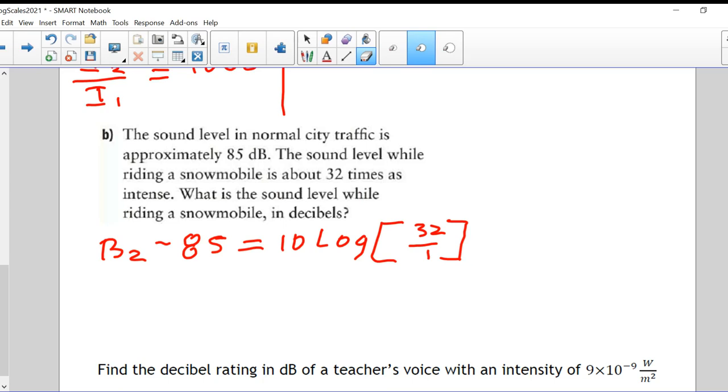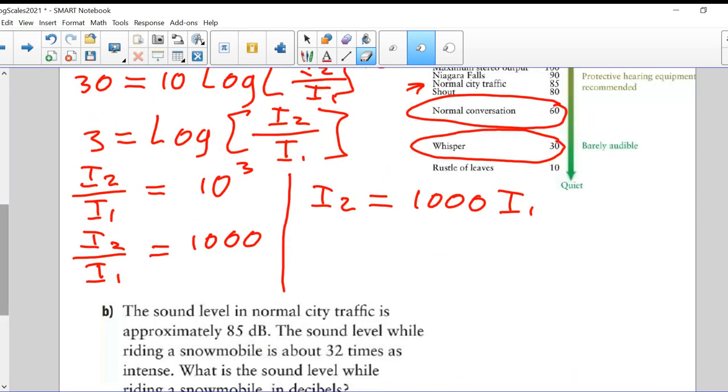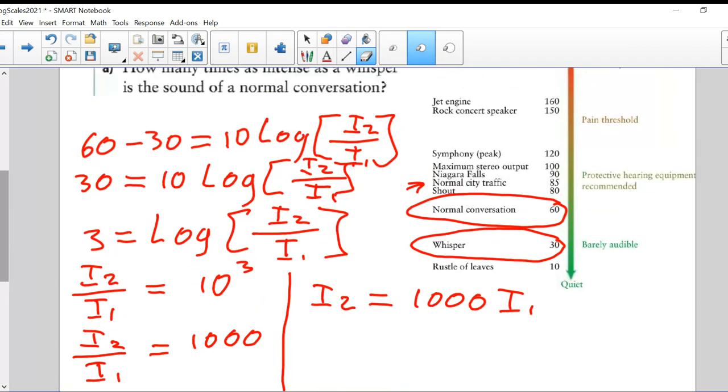So yes, where did you get the 85 again from? Okay, so let me go. Thank you, Lynette, for answering that question. Go back up and read the question. It says the sound level of normal city traffic is 85. So they gave us that decibel level, and I looked at the charts and noticed that in fact normal city traffic is 85. It says it right there. It's 85. Okay, that's okay.